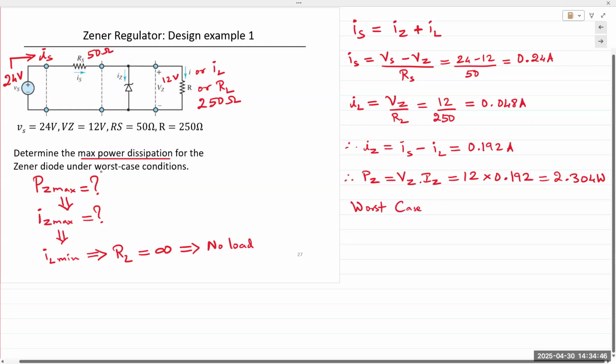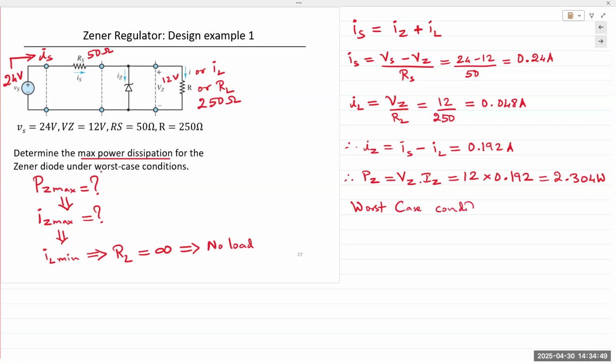Worst case conditions in this case is if IZ goes max, which is when IZ would equal IS, and that would be 0.24 amps. And therefore PZ max would be equal to 0.24 times 12, 2.88 watts. Okay, 2.88 watts.